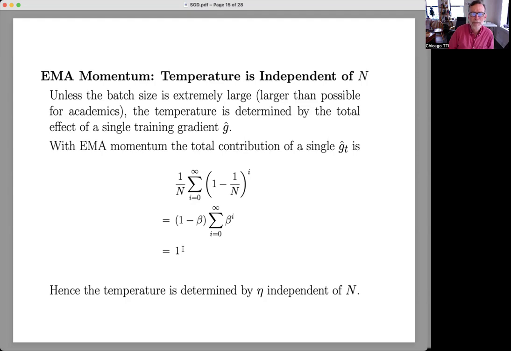And that means that the momentum parameter, this choice of n or beta, for an EMA momentum does not affect the temperature, because the temperature is just the effect of any given one point on the model ultimately. So in EMA momentum, the choice of n or beta does not affect temperature. It naturally has no effect on temperature, which is a good thing, right? Because we want to control temperature. We don't want our hyperparameters messing with the temperature.